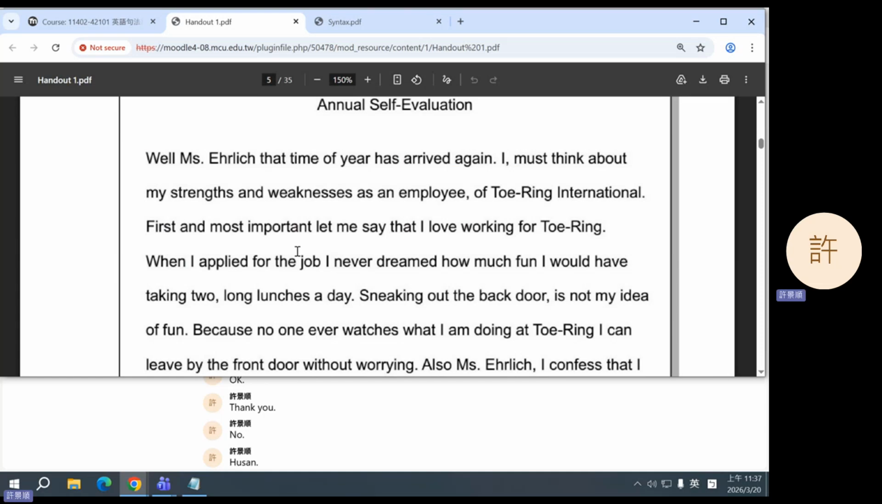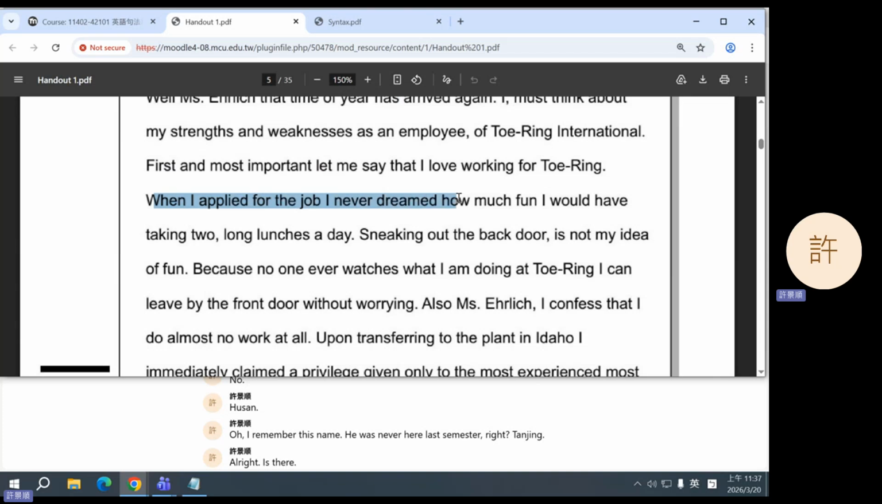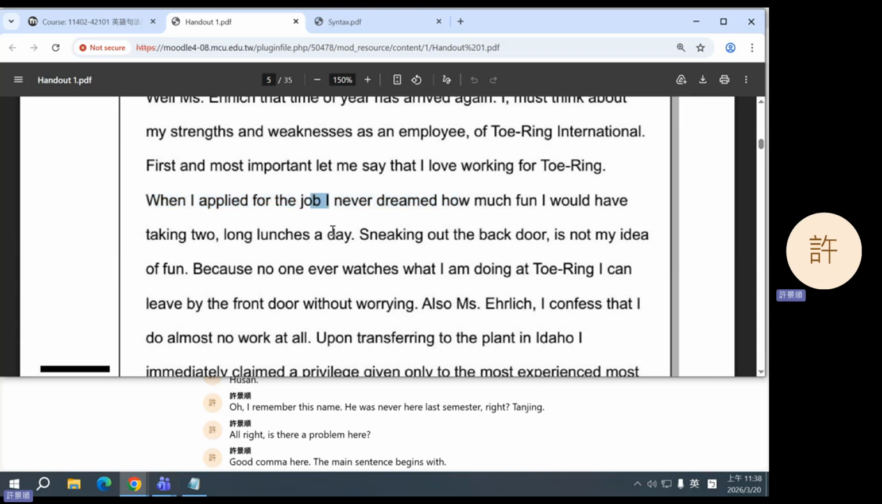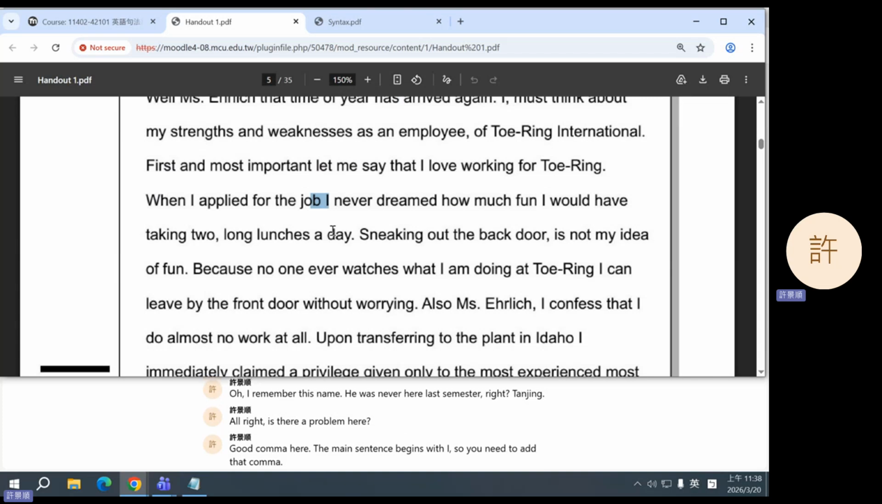Oh, I remember this name. He was never here last semester, right? All right. Is there a problem here? Good, comma here. The main sentence begins with I. So you need to add that comma before the I.